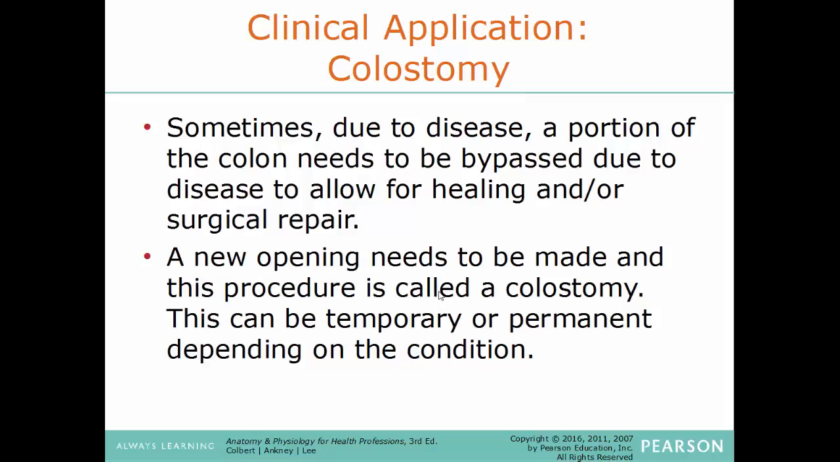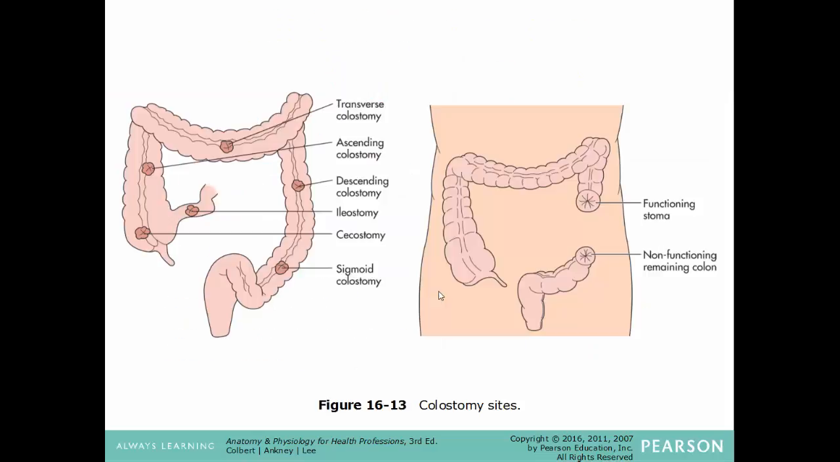And the anal sphincter is what will open and close to allow passage of feces outside of the body. I'll now talk about clinical application. I'll talk about a colostomy. Now sometimes due to a disease or injury perhaps, a portion of the colon needs to be bypassed in order for surgical repair or to allow for that area to heal. So a new opening needs to be made in the colon. This procedure is called a colostomy. Now this may be temporary or it may be permanent depending on the patient's condition. This image has some various sites where you can form a colostomy in various parts of the ascending colon, the transverse colon, parts of the descending colon, and the sigmoid.